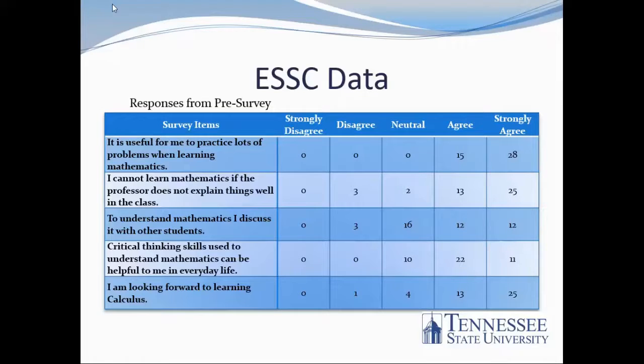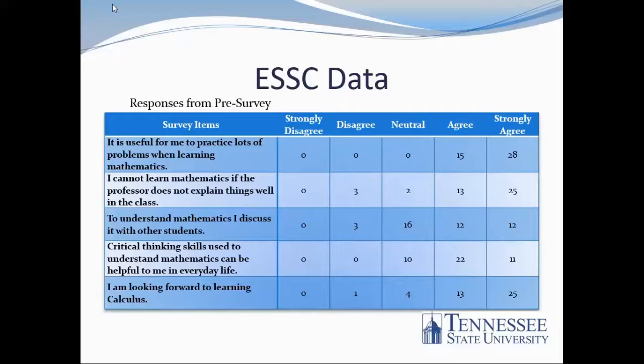For the statement, I cannot learn mathematics if the professor does not explain things well in class, most of the students either agreed or strongly agreed with that statement. There were a couple of students who were neutral or disagreed with that statement.